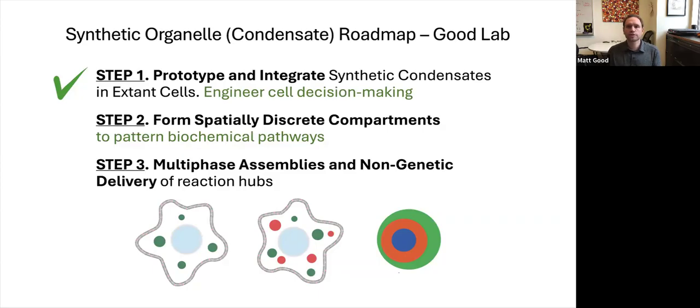So, just to reorient, in this first part, I told you about proof of concept. We can use these synthetic organelles to control cell decision-making. In the next part, I'd like to explain a couple of stories that you can read about from our lab on how to build discrete compartments, spatially discrete compartments, multi-phase assemblies, and then the idea of trying to do this non-genetically as well.